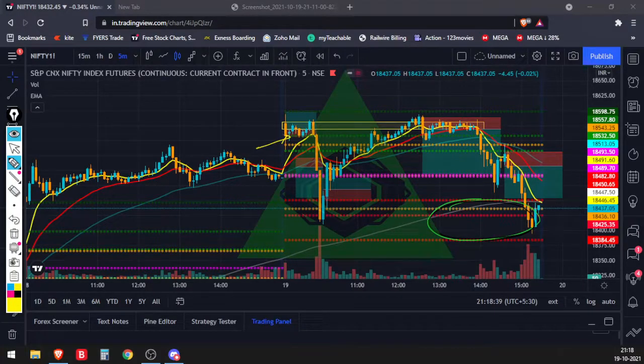Whatever resistance I was getting at the pure point was my initial target. So I bought some quantities here, it made some retracement, and again the market continued the rally. Whatever my stop loss was here, I trailed it here. This is one of the trailing stop loss techniques that I teach in my course, and how you can trail your stop loss using the high and price action.